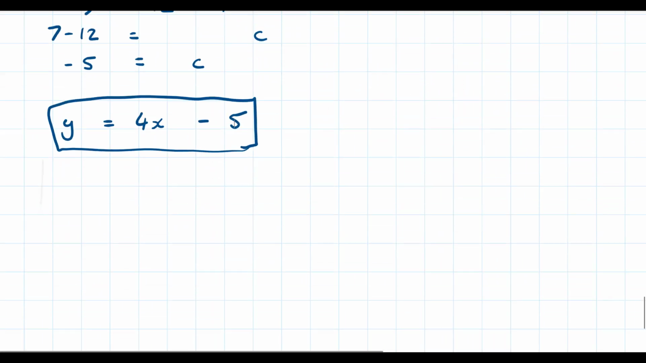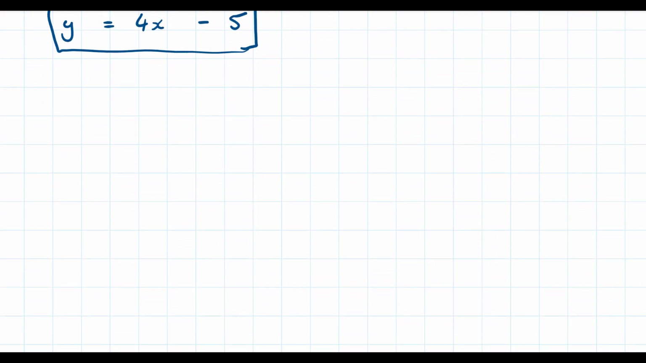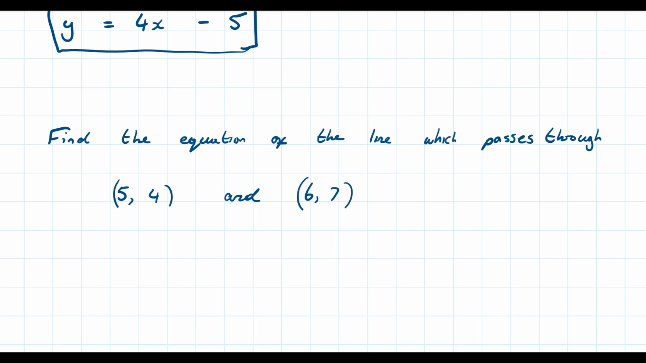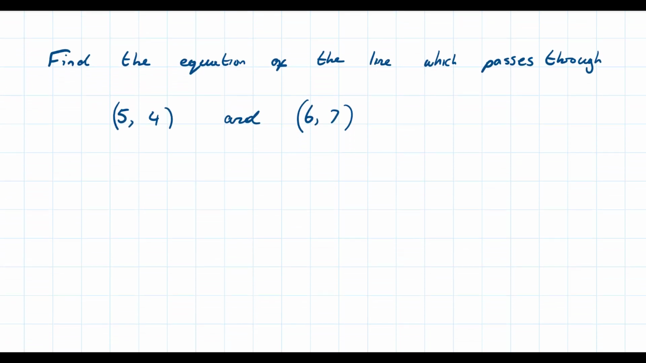Now let's put all of this together in another example. So I'll show you another question. And here it is. Find the equation of the line which passes through (5, 4) and (6, 7). So we're given two coordinates. We have to find the equation of this line. First thing I'm going to do, because I want to find the equation of a line, I'm going to write down the general equation of a line, y equals mx plus c, which tells me that I just need to work out this number and this number, the m and the c. We will work out the m first, okay?